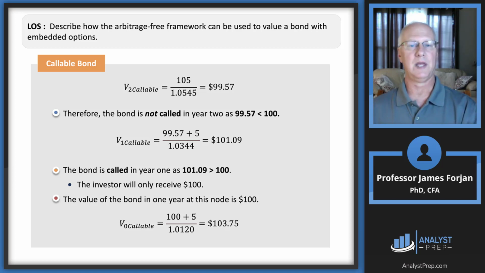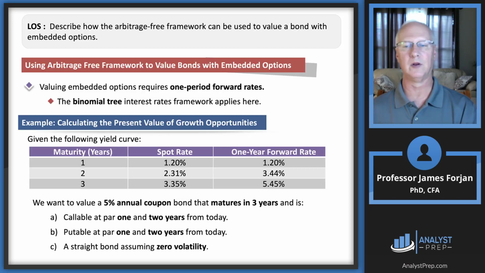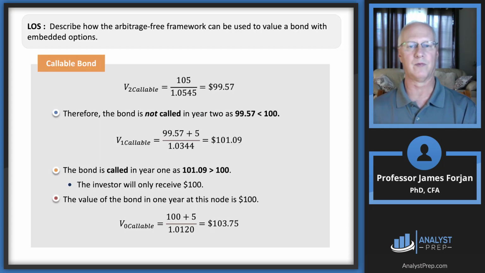So next step then is to discount that 99.57 plus the extra $5 coupon payment, and we're going to discount that back at the, now wait a minute, let's go back here and look at the 1 year forward rate in 2 years at 3.44. So we get the 101.09. That's the value at time period 1 of the callable bond.